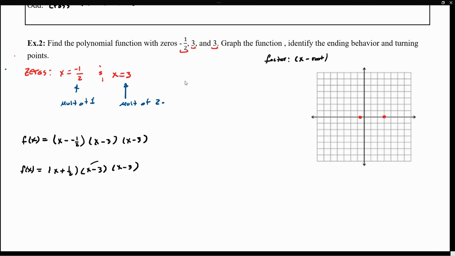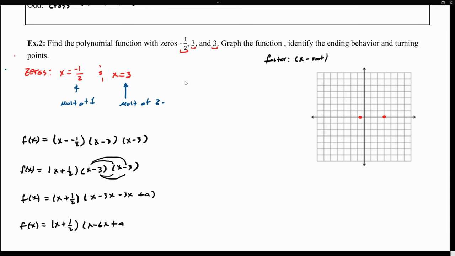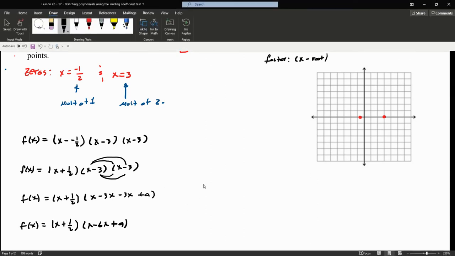So I'm going to start by just distributing this x to both of them. So now I'm going to have f of x equals x plus 1/2. So now my first distribution is x squared minus 3x. Distribute one more time, 3x, distribute one more time. So that's 9. So now I'm going to have f of x equals x plus 1/2 times x squared minus 6x plus 9. And we're almost there.